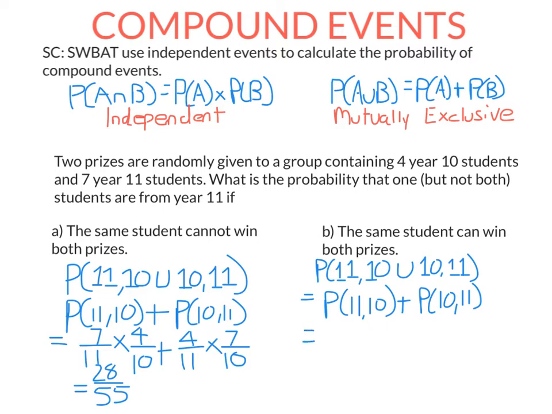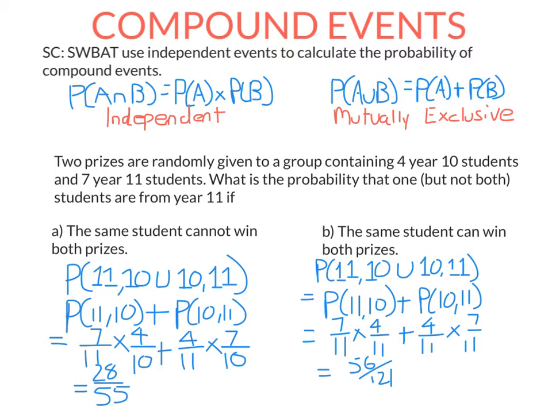This time, the probability the first student's from Year 11 is still 7 over 11, but the probability that the second student is from Year 10 this time will be 4 over 11. There's still 4 Year 10s to choose from, but I have 11 students in total, because this student that won the first prize can be picked again. So that's why there are 11 choices. And similarly over here, probability of a Year 10, then a Year 11 looks like this. So the answer I get will actually be 56 over 121. So this time it's a little less than a 50% chance.